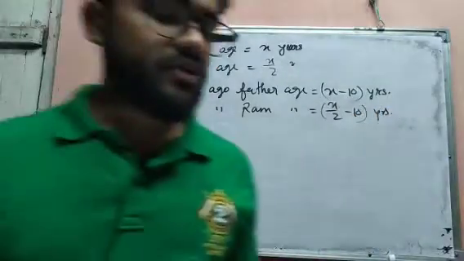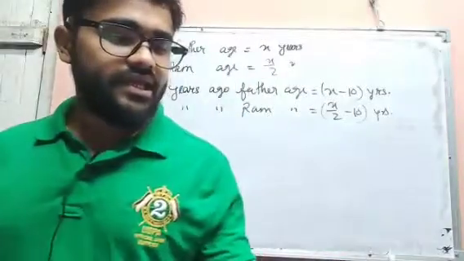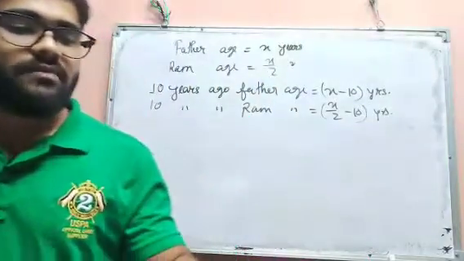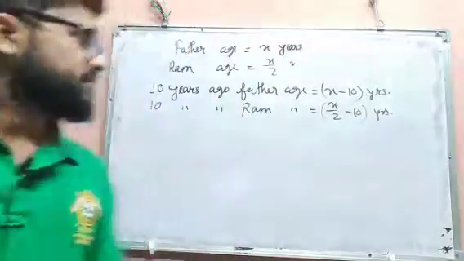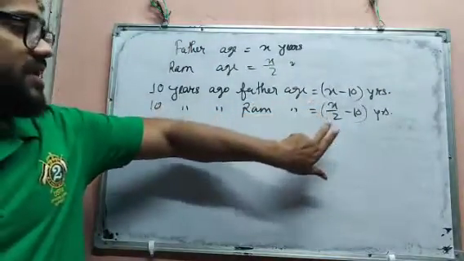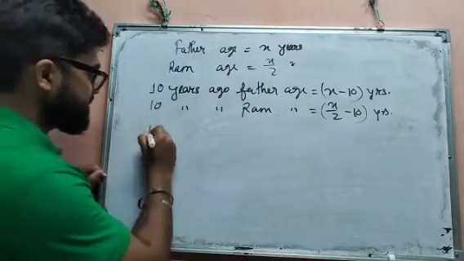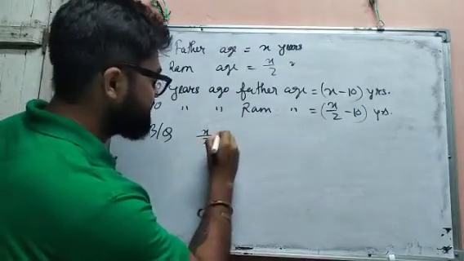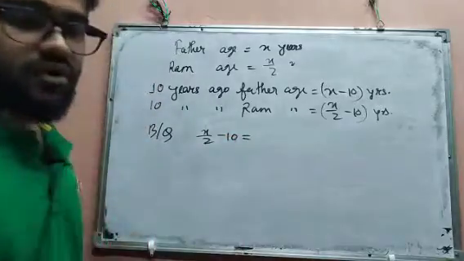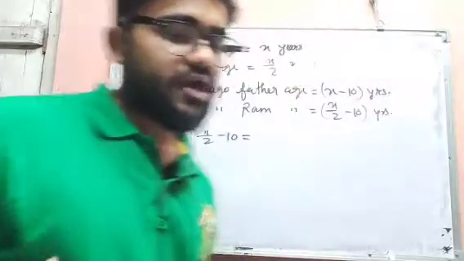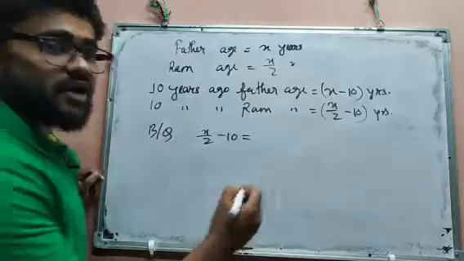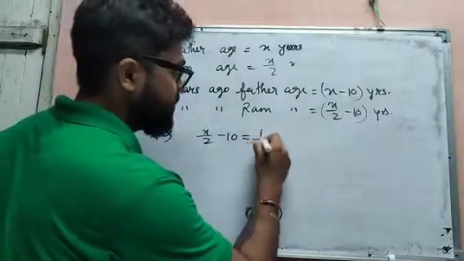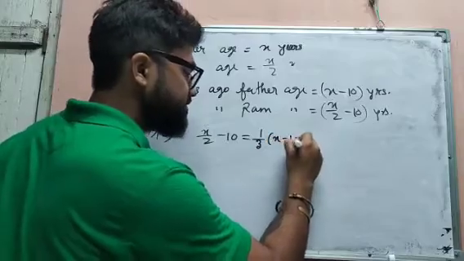Now we have been given one condition, which is that 10 years ago Ram is 1 by 3rd of his father's age. What is Ram's age? x by 2 minus 10. So by question, 10 years ago Ram's age is x by 2 minus 10. This is equal to what is given: it is 1/3 of his father's age. So 10 years ago Ram's father's age is x minus 10. So 1/3 of x minus 10, 1 by 3 whole into x minus 10.